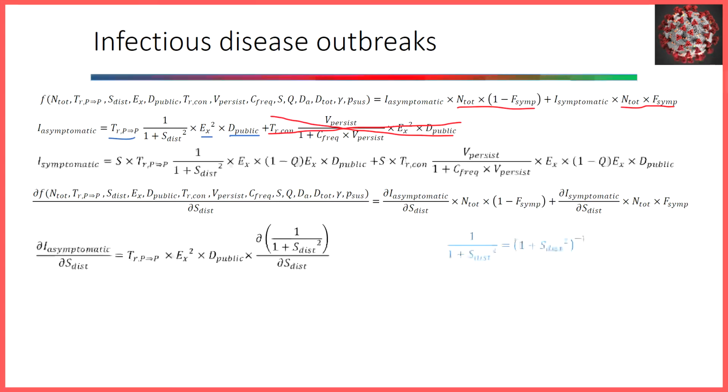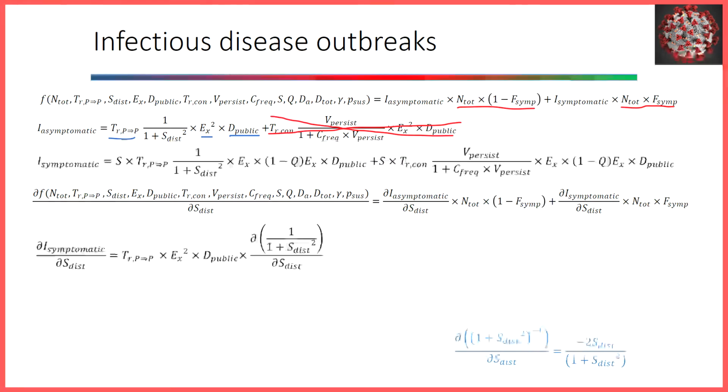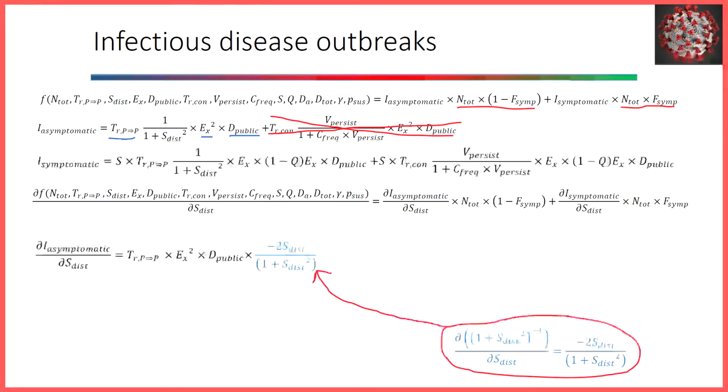let's remember that 1 over 1 plus s dist squared equals 1 plus s dist squared to the negative 1. So what we really want to compute is the partial derivative of 1 plus s dist squared to the negative 1, which is equal to negative 1 times the part inside the parentheses raised to the negative 2 times the derivative of the part inside the parentheses, which is equal to 2 times s dist. And we can rearrange this to negative 2 times s dist divided by 1 plus s dist squared. Now let's plug this back into our equation for the partial derivative of I asymptomatic with respect to s dist. And we now find that the partial derivative of I asymptomatic with respect to s dist equals TR p to p times ex squared times d public times negative 2 s dist divided by 1 plus s dist squared.